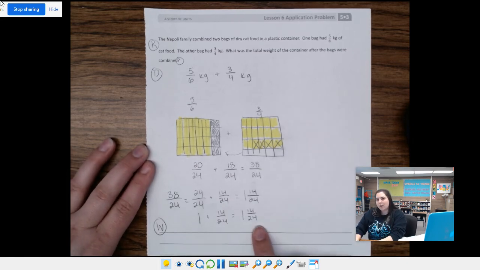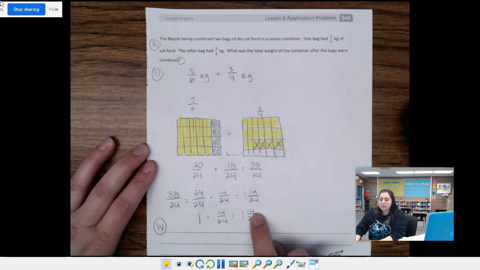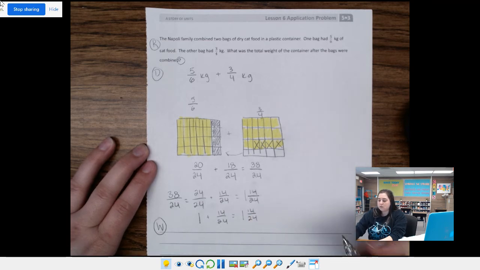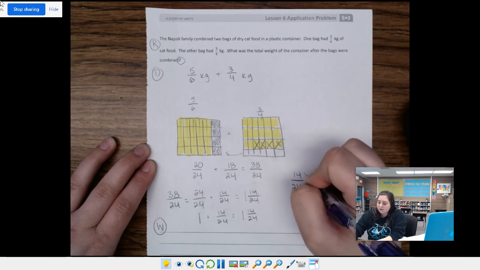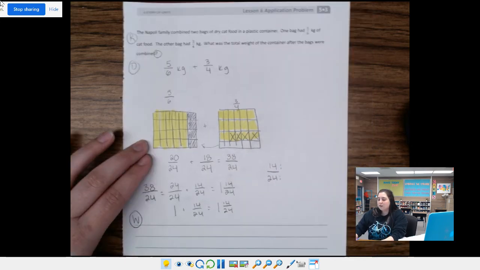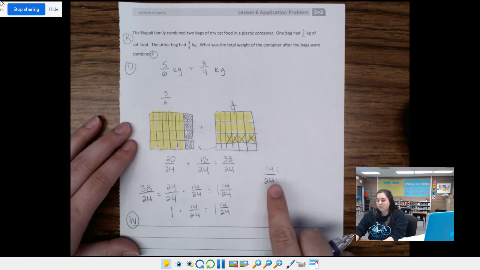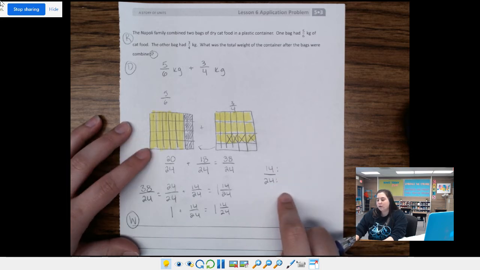I'm thinking this is probably not my final answer because 14 and 24 are very large numbers. So let's see, can we reduce them at all? Find a greatest common factor. So pause the video again if you haven't already. Figure out what are your factors of 14 and what are your factors of 24.